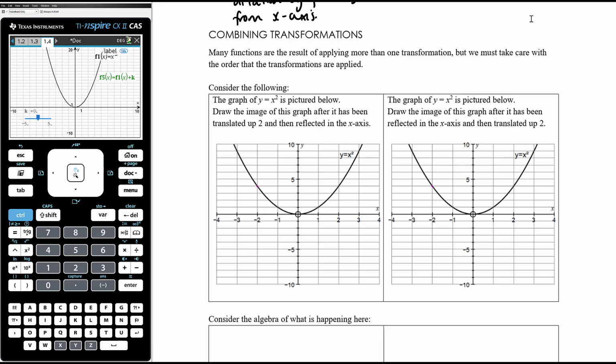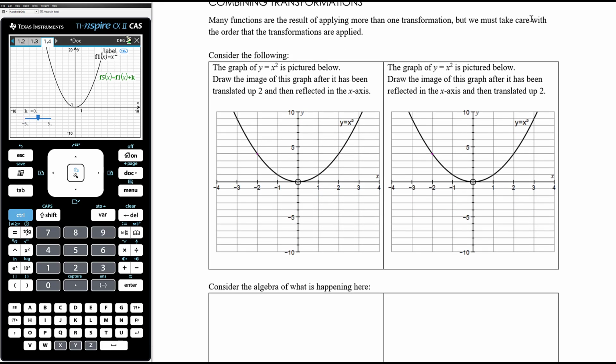So as I said, many functions are the result of applying more than one transformation, but we must take care with the order that the transformations are applied. So here below we have the graph of y equals x squared. Draw the image of this graph after it has been translated up and then reflected in the x-axis.